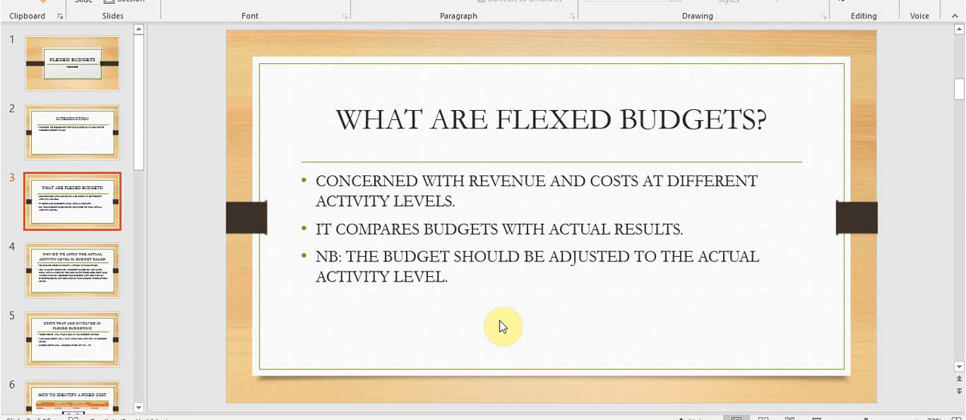And then it compares the budgets with the actual results. So I've put a note there to say it's quite important that the budget that you are going to calculate in this process should be adjusted to the actual activity level that is provided. This might sound a bit abstract right now, but I do have an example that we will run through, and I think it will become quite clear to you as to what to do.